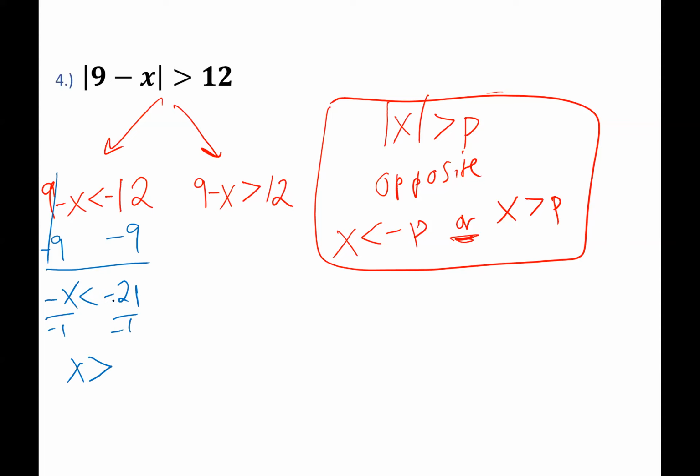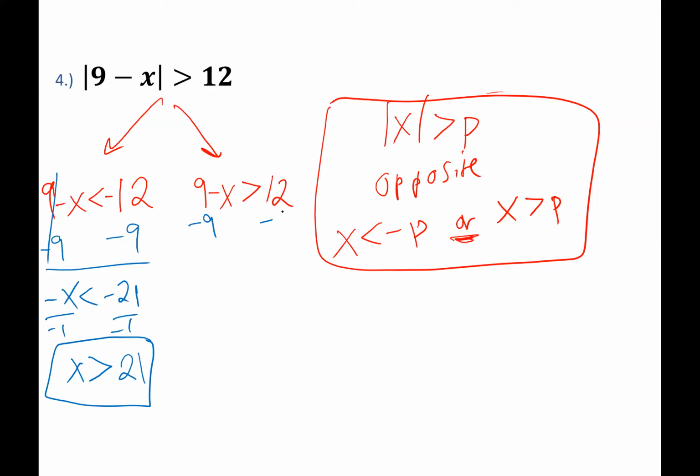Okay, and then negative 21 divided by negative 1, of course, is just positive 21. So this is part of my answer. I'm just going to circle that. We'll need to put it in interval notation, but we'll come back to that. Let's now work on solving the other inequality.